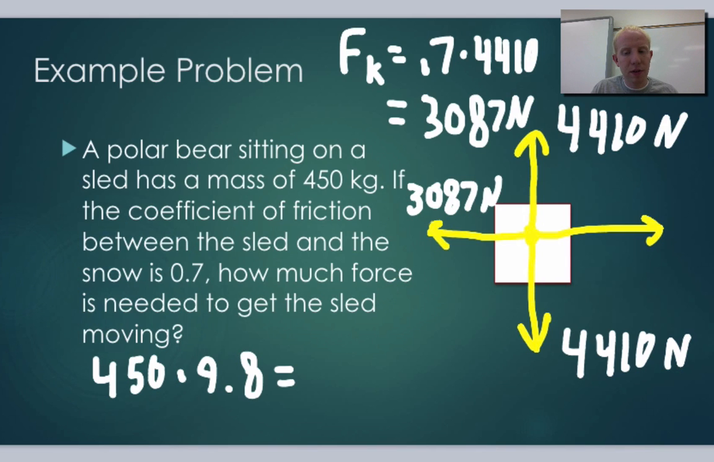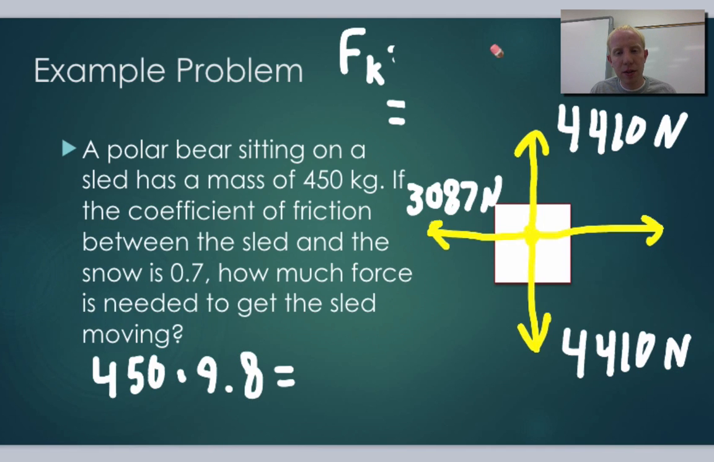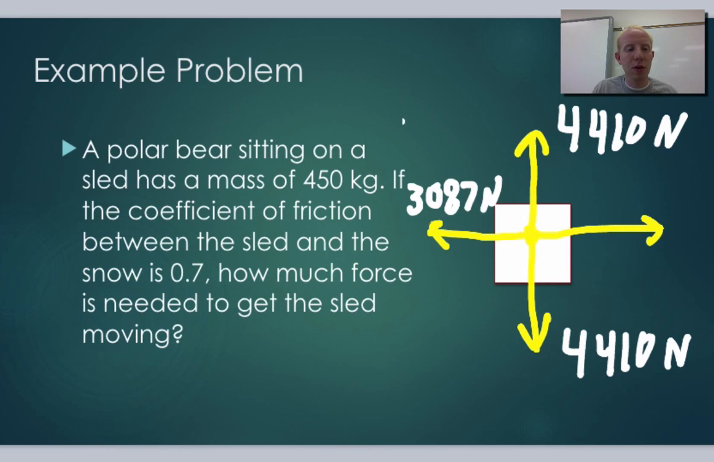I'm going to erase this stuff right here really quick so we can clarify what we're doing. So we use the mass to get the weight of the polar bear. We use the weight to get the normal force because they were just the same. And then we use the normal force to get the friction force by using the coefficient of friction. Okay? So now to answer our question, how much force is needed to get the sled moving? Well, it just needs to be greater than the friction force. So these two forces we want to keep balanced because obviously we don't want to plow into the ground or fly into the sky.